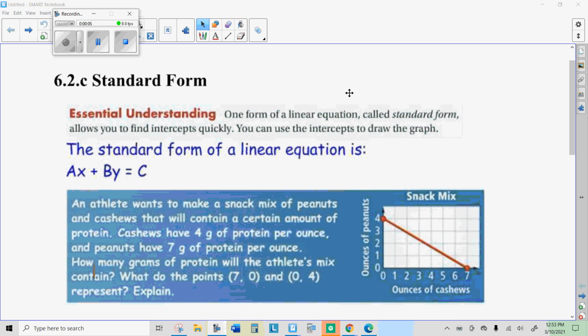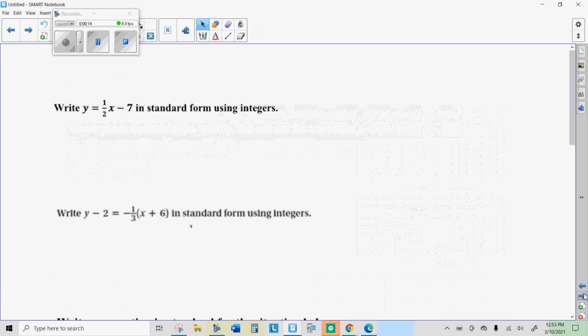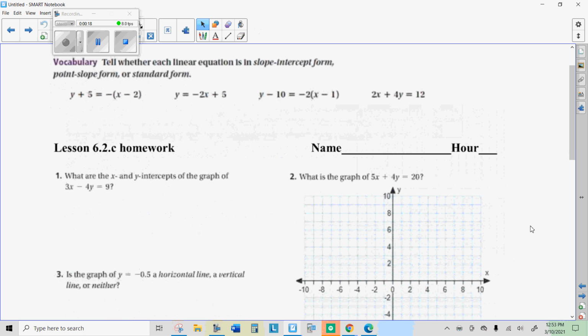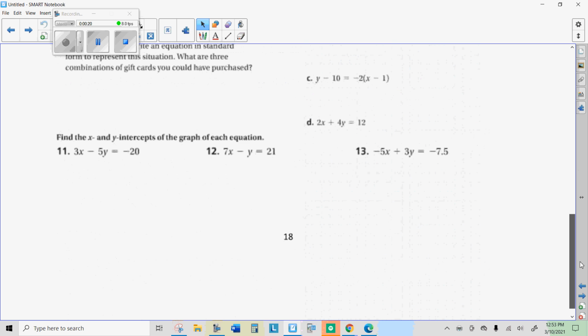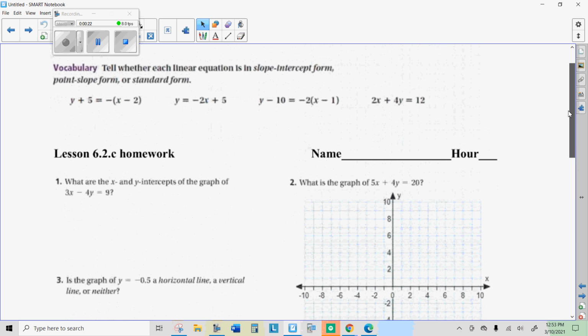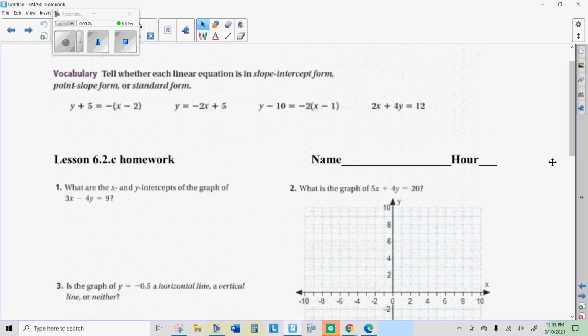It's Mr. Hermanson again. So we're going to spend a little more time on standard form today. We've gone over the first couple pages in the last video. So I'm going to start right here at the top of page 18. We're going to tell whether each equation is in slope-intercept form, point-slope form, or standard form. Okay, so let's just put a little notation what those are.